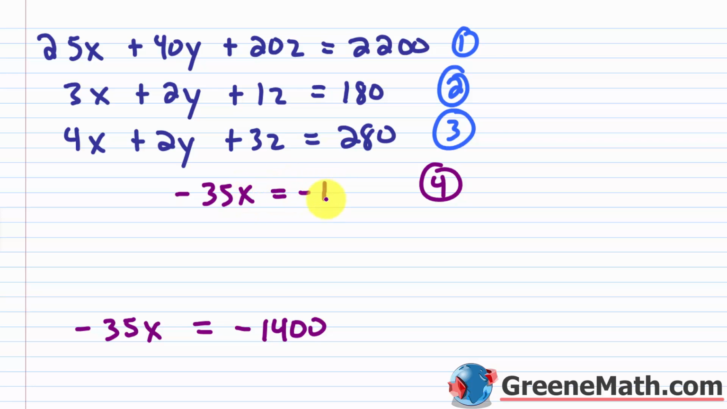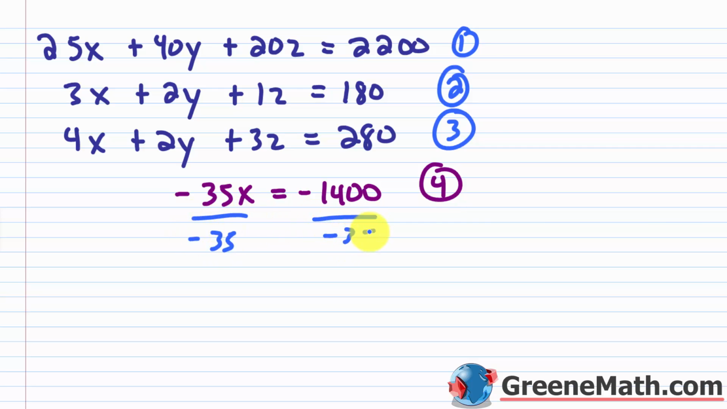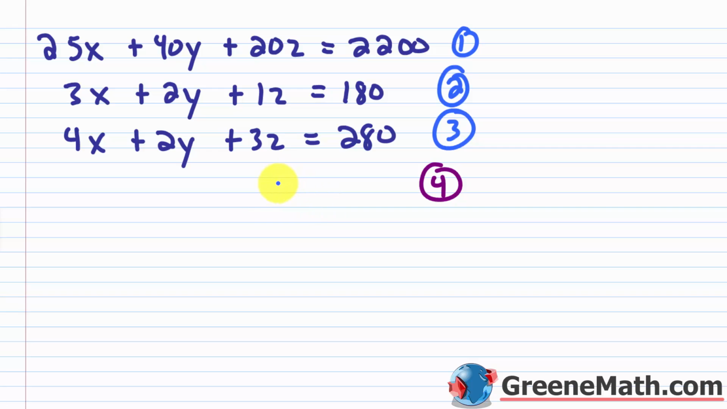-35x is equal to -1,400. So from this, I can just solve for x right away. We kind of got lucky because 2 things dropped out. So I'm going to divide both sides by -35, and I'm going to find that x is equal to 40. Okay. So at this point, I know that x is 40. So let me erase this and just put equation 4 as saying that x is equal to 40. Okay, so that's one of my equations.